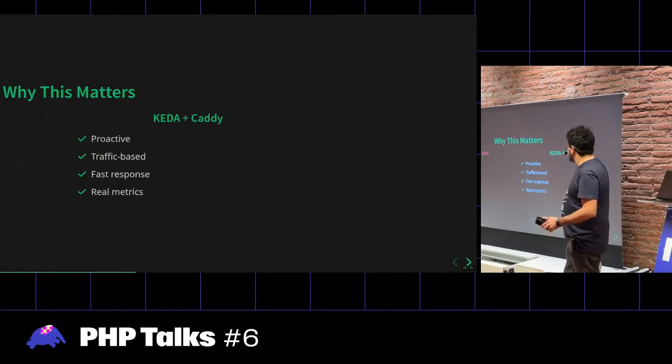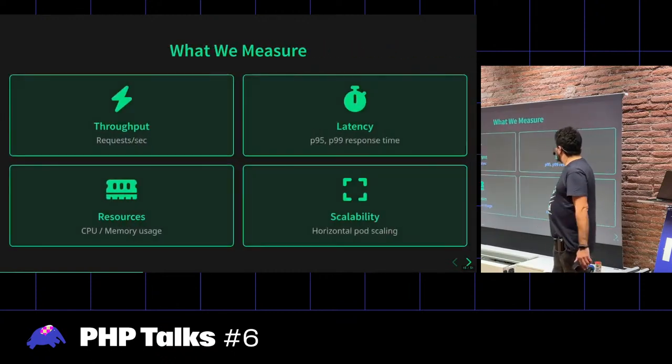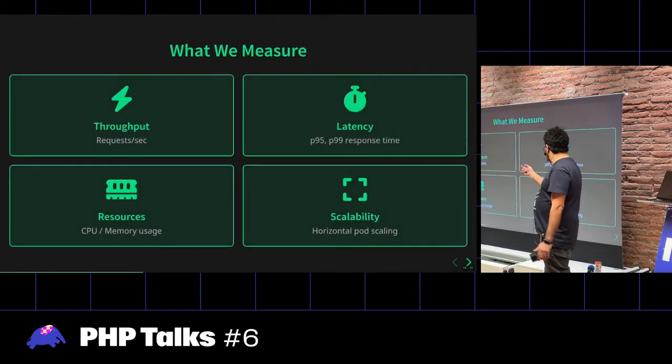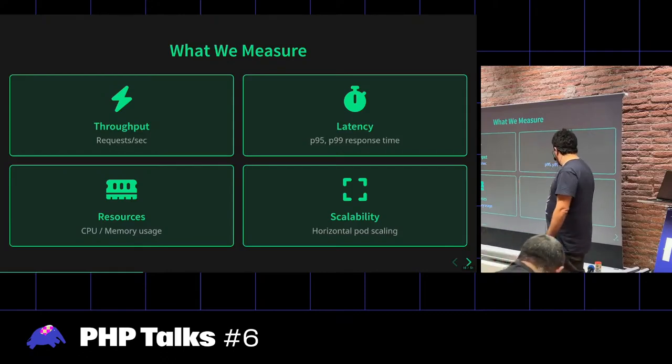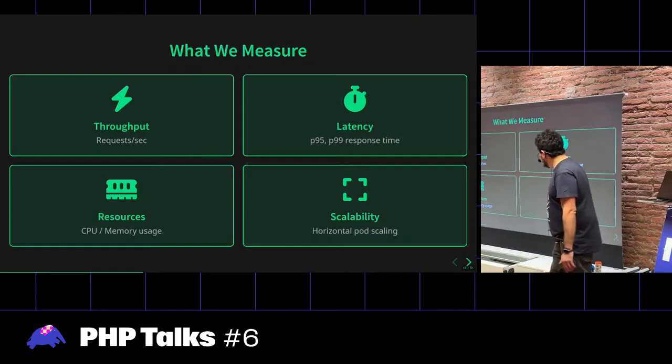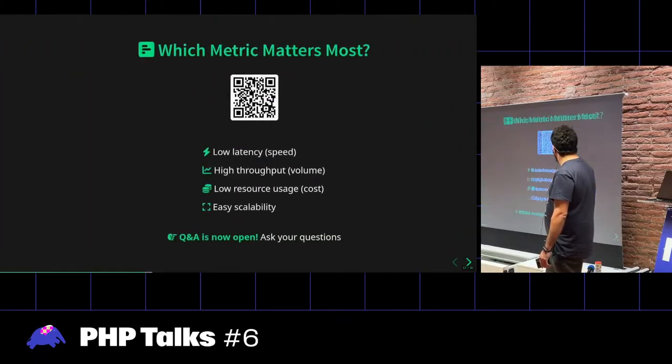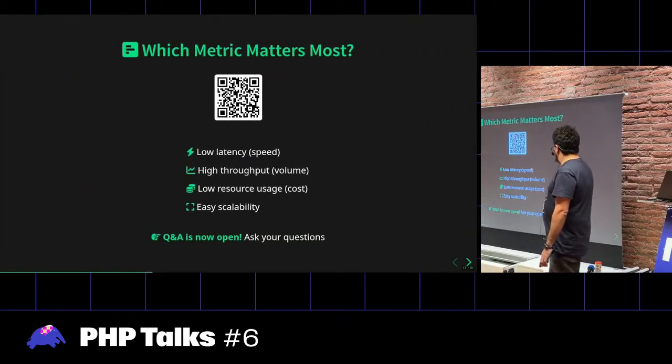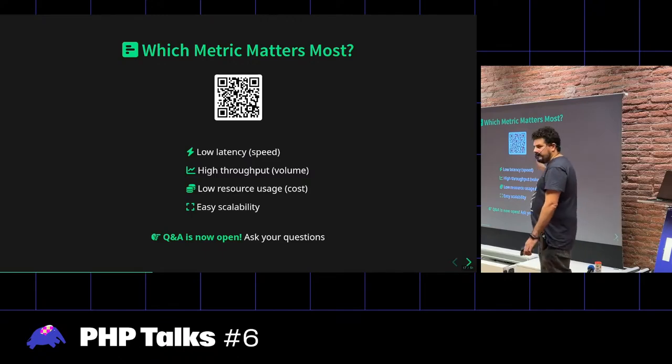Real metrics in general. So what we are measuring here: my throughput, latency, and scalability. Resources and memory, I couldn't properly install the profiling measure, so I couldn't get the data. So here is a Q&A for you to make questions.